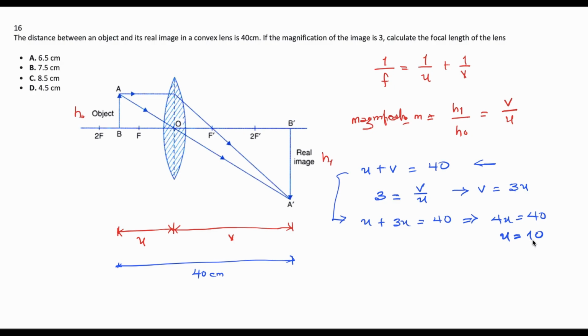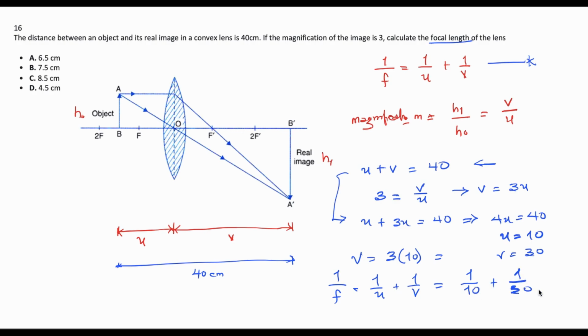So if U is equal to 10, and we put that back into this, we have that V is equal to 3 multiplied by 10, and so V is equal to 30. Now we have our U and we have our V, but we're requested to find the focal length, which is F. So we'll use this formula right here. We have that 1 over F is equal to 1 over U plus 1 over V, and this is equal to 1 over 10 plus 1 over 30.